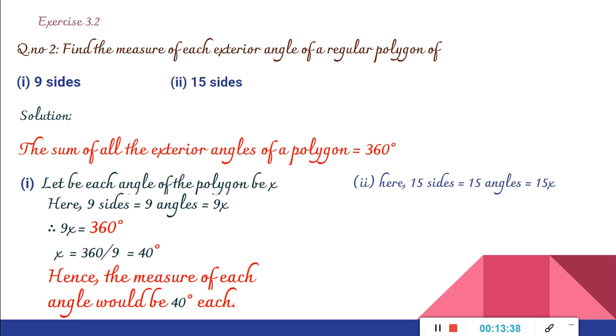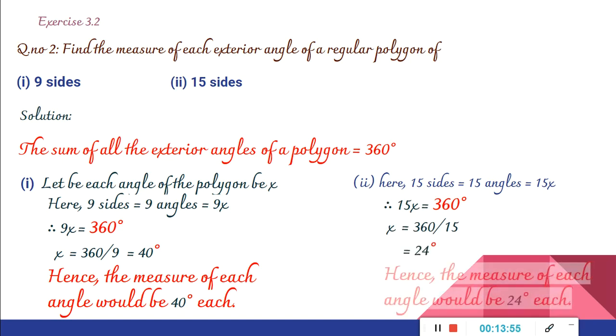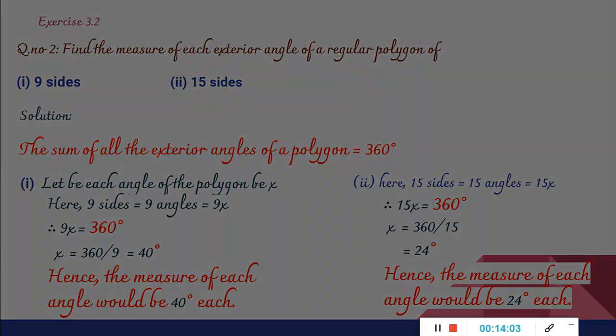So we can take 15 sides, and let the angle of the polygon be x. So 15 into x, 15x. So 15x is equal to 360. So x is equal to 360 upon 15, that is equal to 24 degrees. So here the measure of each angle would be 24 degrees each. Clear?